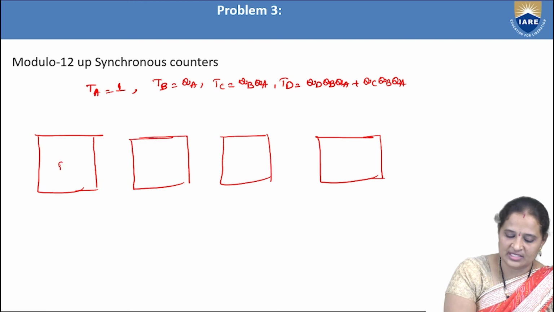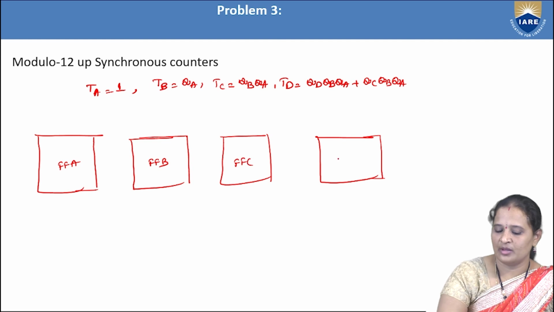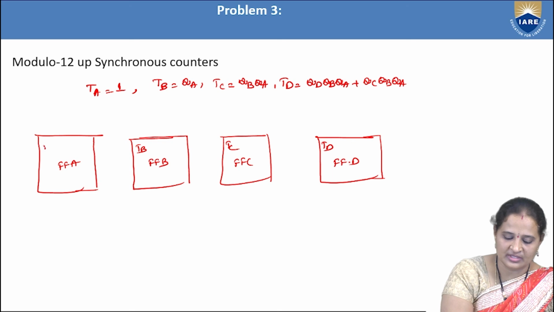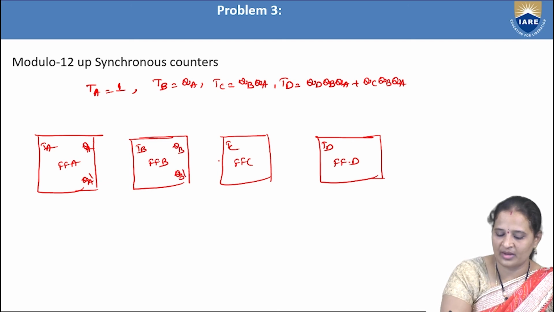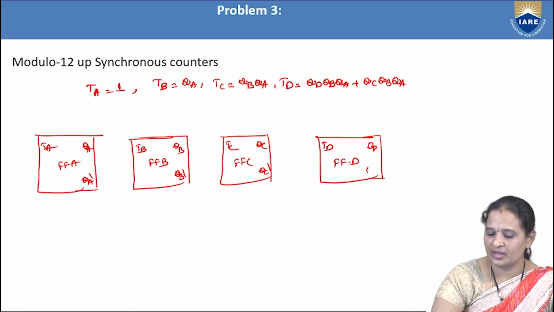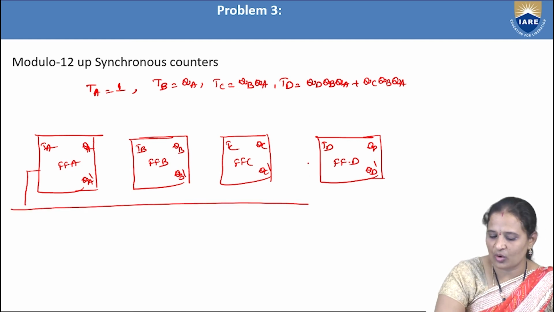Four flip-flops: flip-flop A, flip-flop B, flip-flop C, flip-flop D. So as it is flip-flop A, flip-flop D, TD, this is TC, TB, this is TA. As it is TA, QA, QA complement, and this is QB, QB complement, QC, QC complement, and this is QD, QD complement. Anyhow, all the flip-flops are applied with the same clock. So this is the clock here.